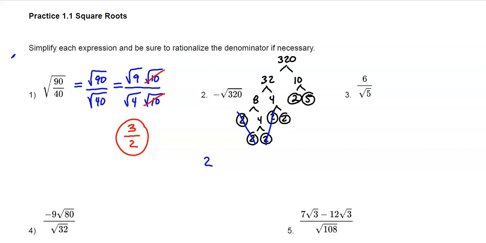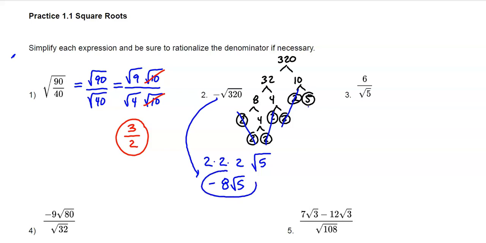A pair of 2's, you count it once. A pair of 2's, you count it once. And then 5 is a loner. It's all by himself. So the loner is going to go inside the radical. And now all the numbers on the outside get multiplied together. And this ends up being 8 square root of 5. And then now the negative sign can jump down. Don't forget that part. And you get an answer of negative 8 radical 5.